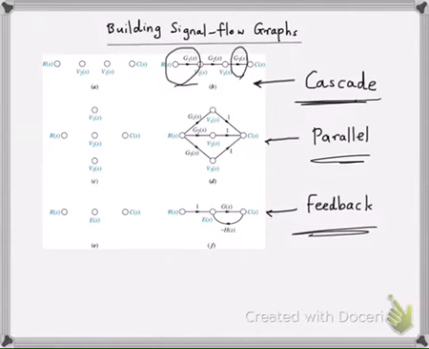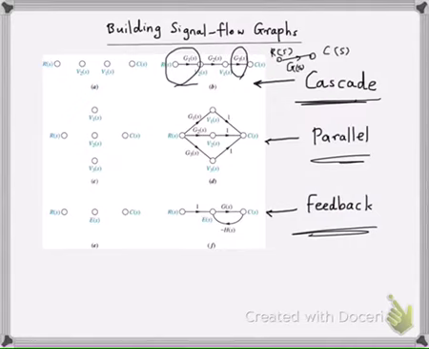If you want to replace all this by a simplified signal flow graph, it's going to look like this. We just have as an input R of S, and the output is going to be C of S, and the equivalent transfer function is going to be G of S, which is just the product of G1, G2, and G3.